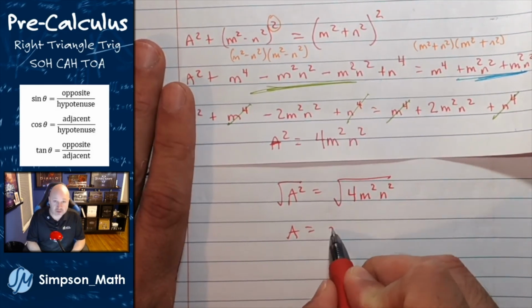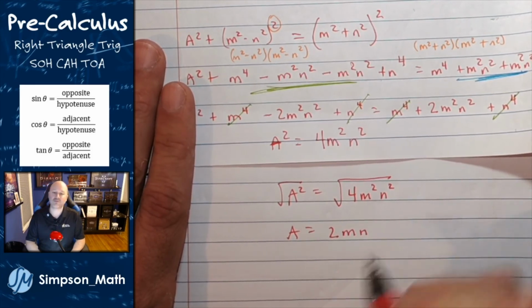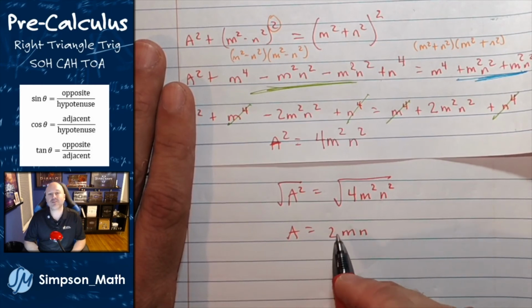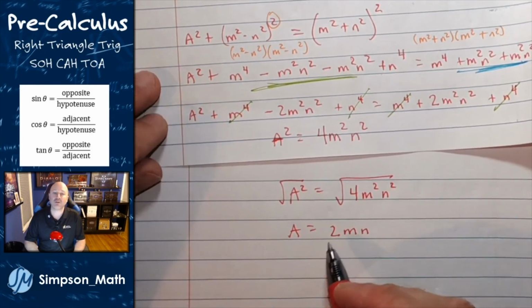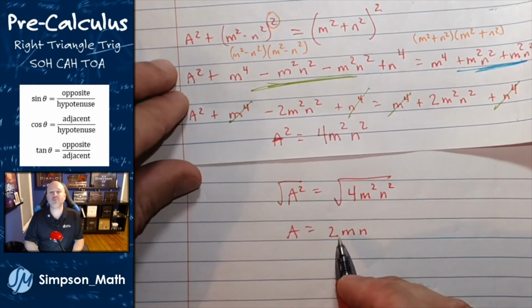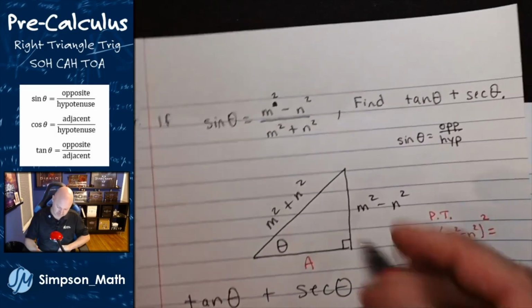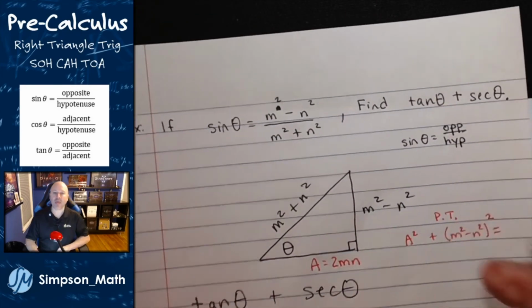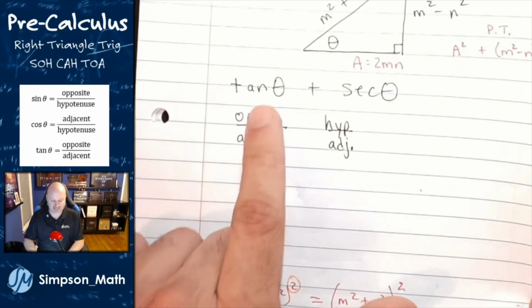The square root of 4 is 2. The square root of l m squared is l m. The square root of n squared is n. My adjacent side length is 2 l m n. I can go put that on my triangle. The adjacent is 2 times l m times n. And I think I'm ready to continue with that sum that they gave us.